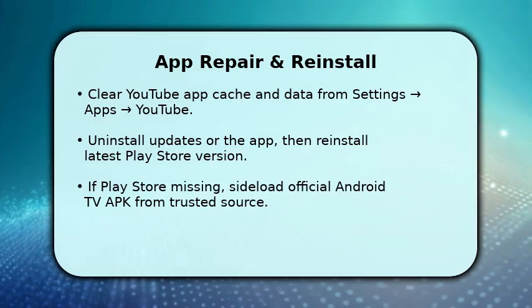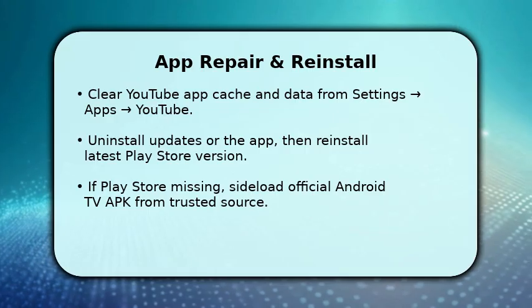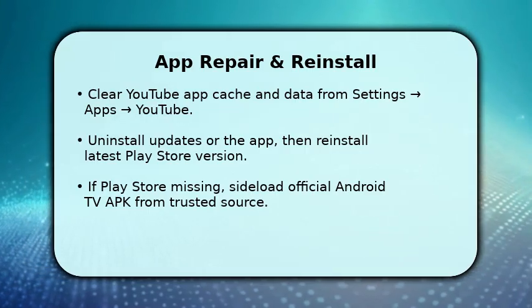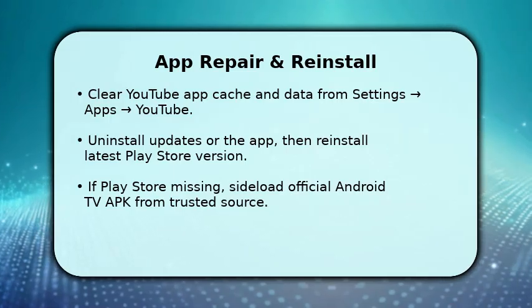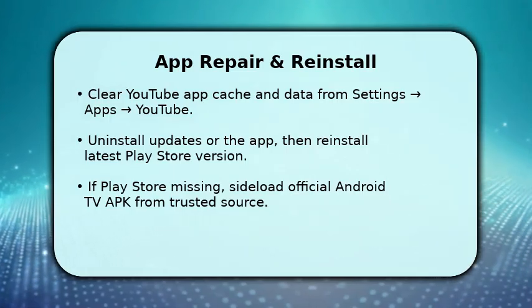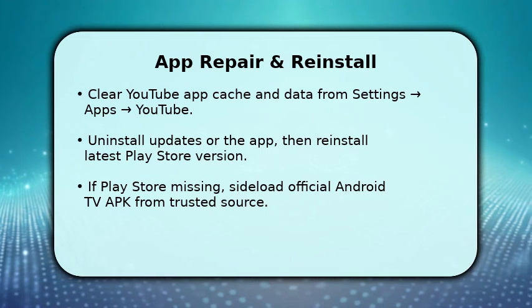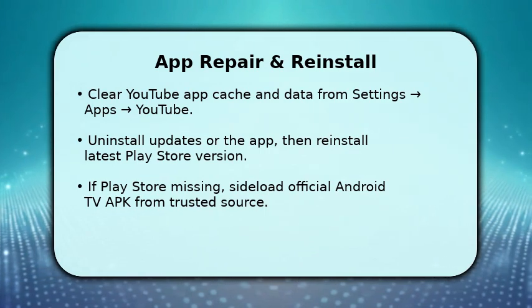If your My TV lacks Play Store access, sideload the compatible Android TV APK carefully. Enable install from unknown sources. Use a USB drive or file manager, and pick the correct 32/64-bit build.